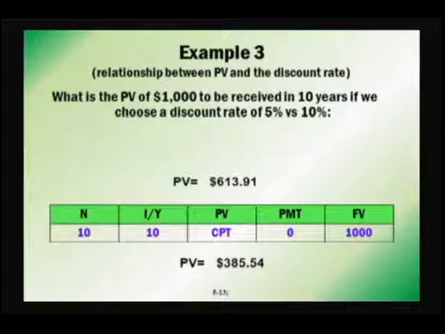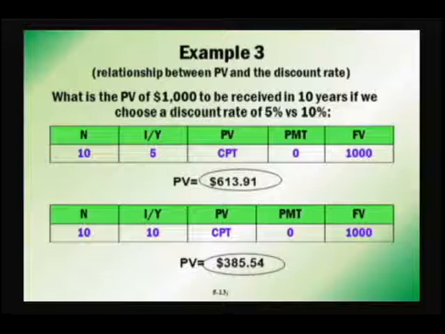Take a look here, the relationship between the present value and the discount rate. What is the present value of $1,000 to be received in 10 years if we have a discount rate of 5% versus a discount rate of 10%? At 5%, we're looking at 10 years, 5%, and $1,000 future value. So what we're trying to determine here is how much do I have to start with? So let's take a look at the calculator again.